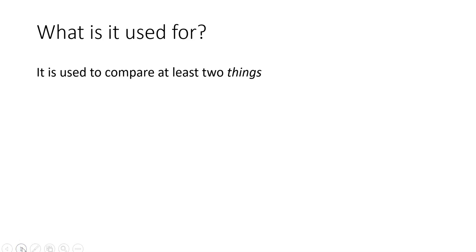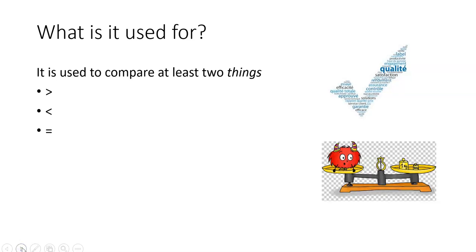Well, it's used to compare at least two things, okay? So obviously it's going to be more than, plus que, less than, moins que, and as much as, autant que, or aussi, okay? Now, it's important to understand that some comparisons are going to express ideas about quality. That's going to be with adjectives and adverbs mainly. And others are going to compare quantity. That's going to be with nouns and verbs. Okay, so we're going to look at that in more detail now.